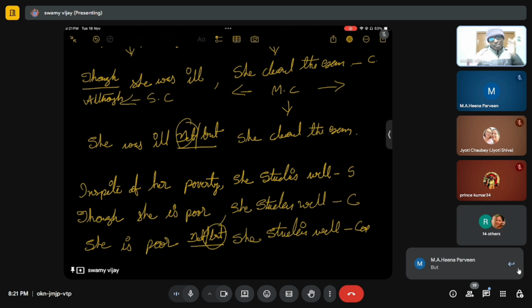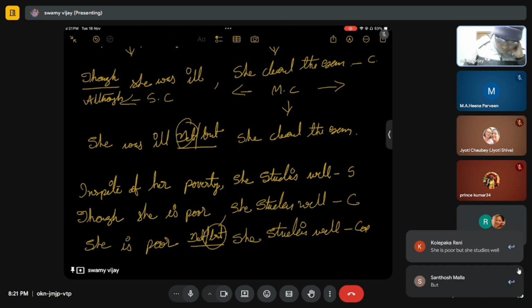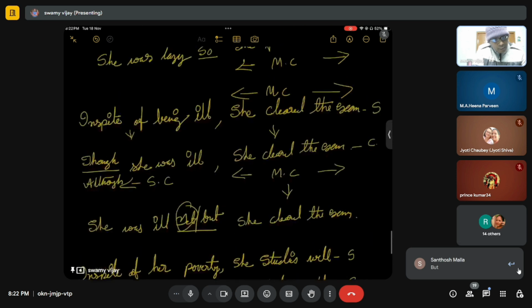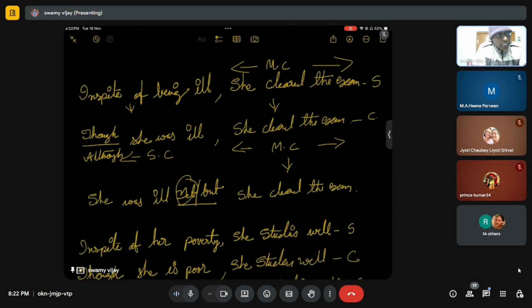Now what is the difference? Because they'll ask you this kind of questions, may not ask you exactly, but this kind may come. So in the previous model, in spite of being ill, she cleared the exam. Though she was ill, she cleared the exam. She was ill, yet she cleared the exam. Because the subordinate clause is contradictory with the main clause, the first main clause contradicts with the second main clause.